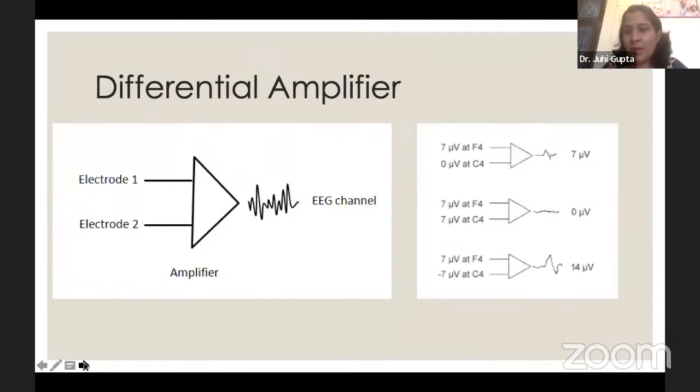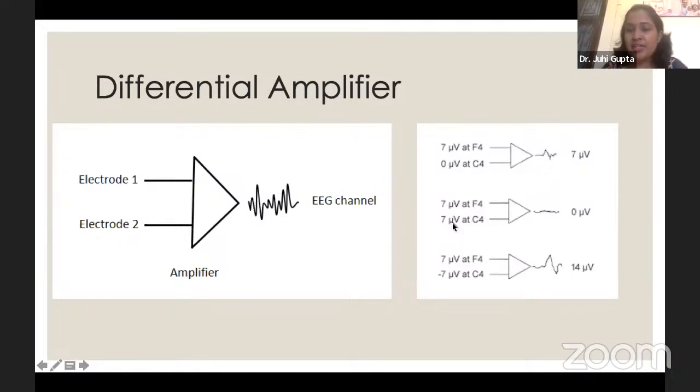So I would like to talk about one very important part of the digital EEG machine, which is the differential amplifier. The amplifier in these machines is actually a differential amplifier. By that, I mean that suppose you have two electrodes, electrode 1 and 2. This amplifier subtracts the signal of electrode 2 from 1 and then shows you a graph. For example, the potential at one electrode is 7 and the other is 0 microvolts. It will show an upward deflection.